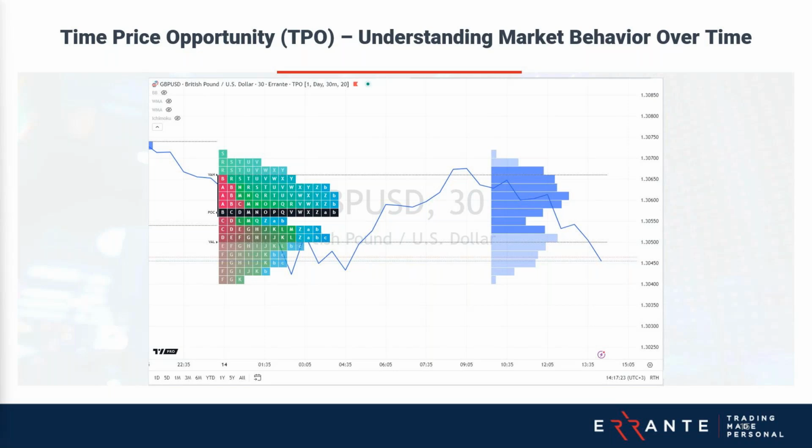For example, if the letter B appears next to 1.30600, as you see here, and when you see it here, that means price traded at this level during the B time period, or during the second 30-minute block of the session. And then you see it has also been traded during the C, D, M, N, O, P, Q, and so on. So this is the first thing.